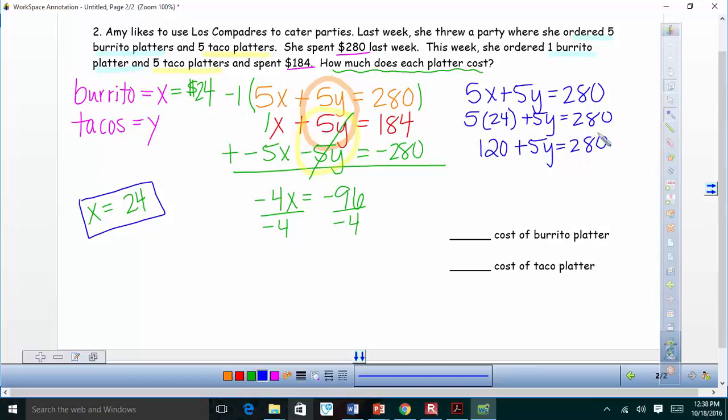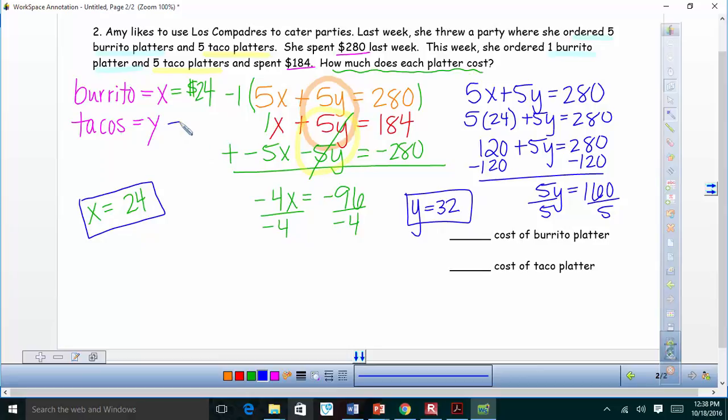Now we're trying to get y by itself. So we would want to subtract 120 from both sides. This gives me 5y equals 160. Is that right? All right, and then we divide by 5, and y equals 32. So how much does a taco platter cost? $32.